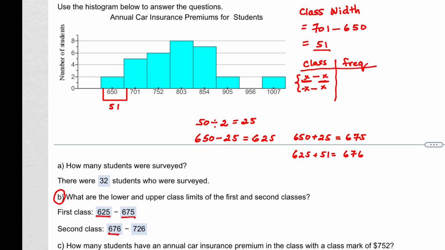So we've got this, and now I can add 51 here, plus 51, and 675 plus 51 gives me 726. And you could keep doing that through the rest of the frequency distribution to find all of the lower and upper class limits. And that's how you do that problem.